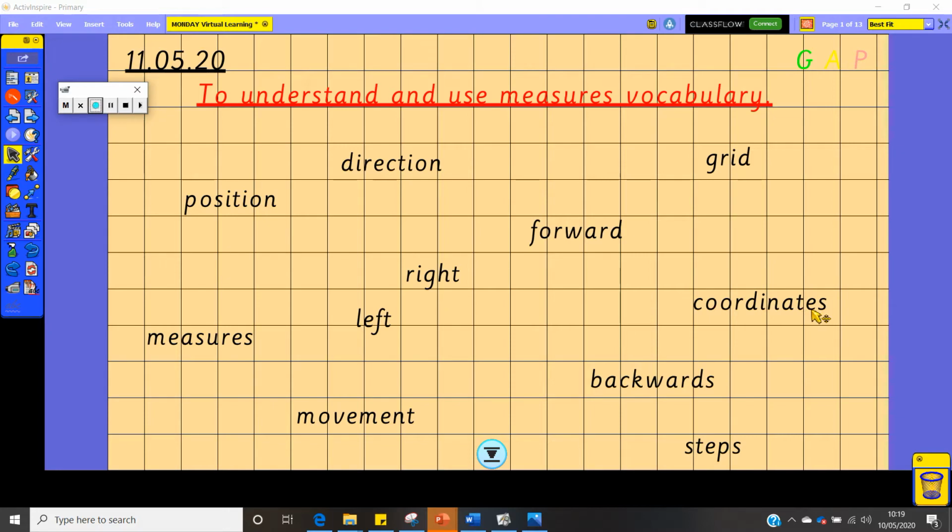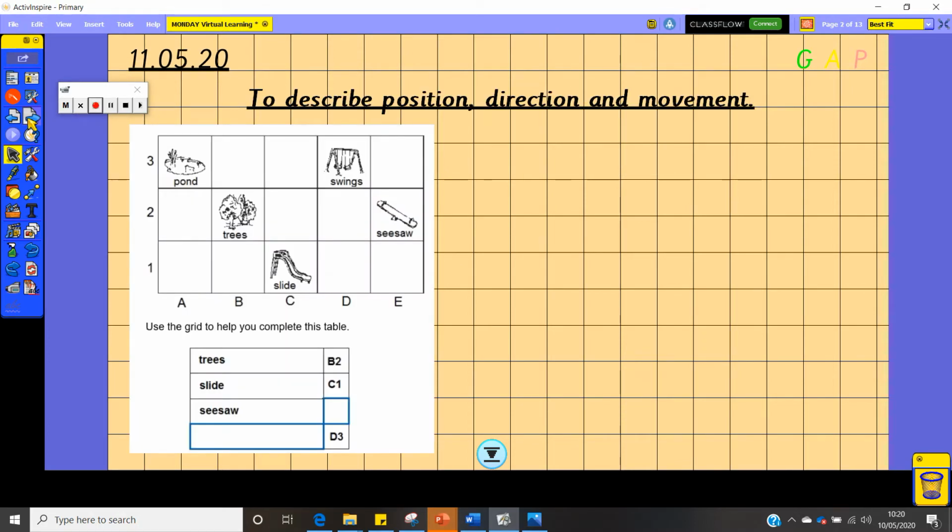Coordinates are something that we would find on a grid. So we would be giving people different coordinates if we were using a grid or we were using a map. And then the movement is how they would move over that grid. And then we might measure the grid or measure the steps. So well done if you've managed to use all of those measures vocabulary in your lesson today. So our learning objectives today, we're going to describe position, direction and movement over a grid using different coordinates.